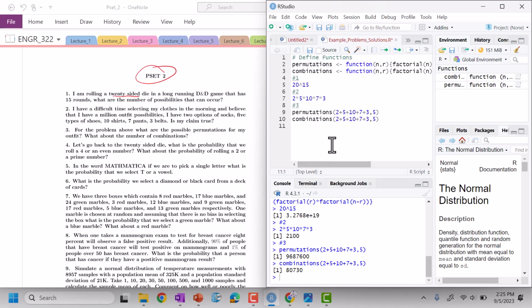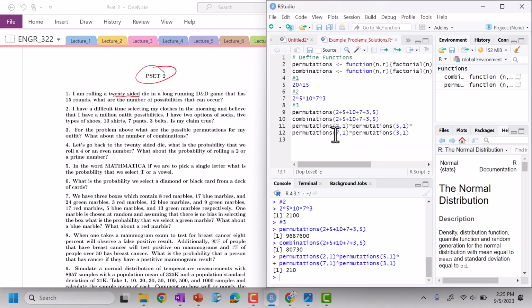I can do it a little bit better. Instead, let's look at the permutations and break it into pieces. I have 2 options for socks, and I'm going to pick one of them. Then I multiply by permutations of 5 shoes, where I'm going to select 1 pair of shoes, times, and you get the picture. Let's put the multiply here. I have 7 pants, I have to select one of those, times permutations of 3 belts, I have to choose one of those.